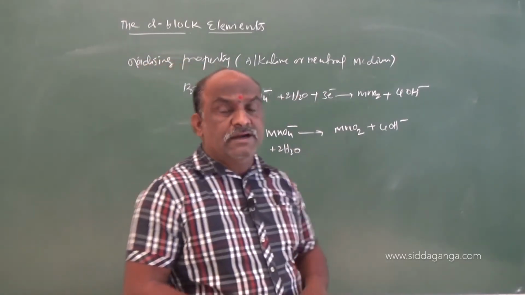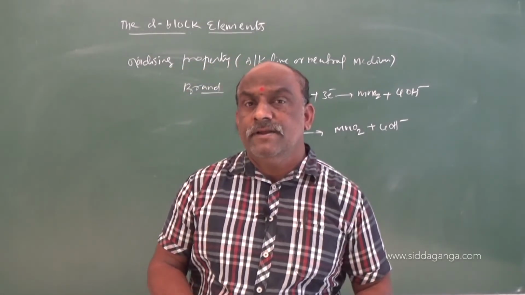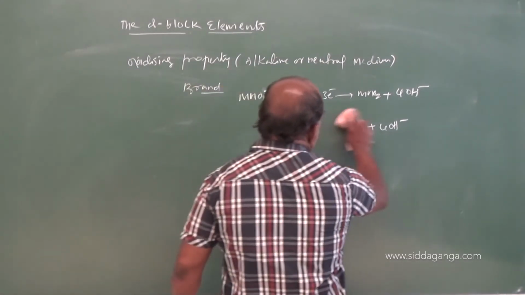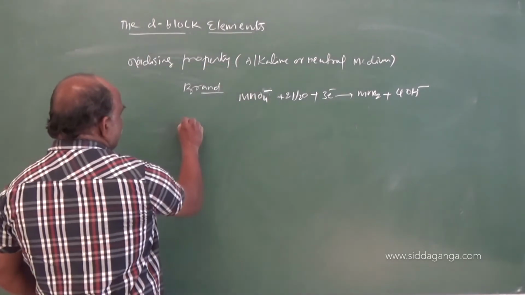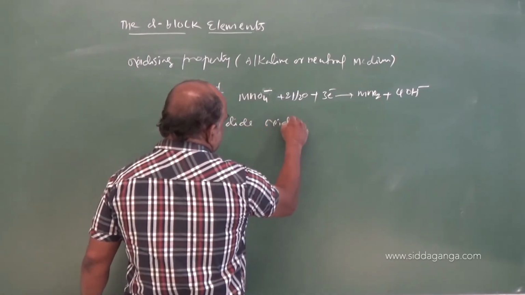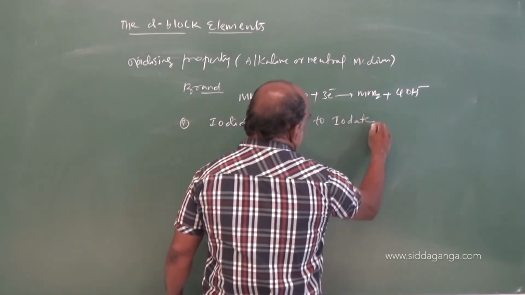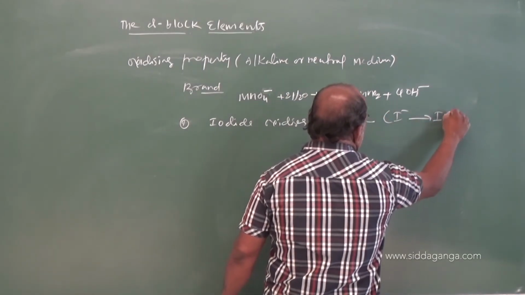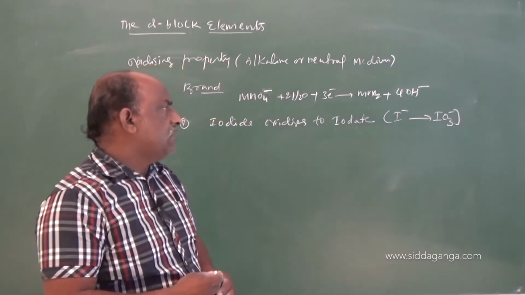In acidic medium 5 electrons are involved. In basic medium, how many electrons? Only 3 electrons are involved. Here what are the reactions? Number 1, very important, iodide oxidizes to iodate. What is the iodide formula? I minus. Iodate formula is IO3 minus. IO3 minus is called iodate, I minus is called iodide.